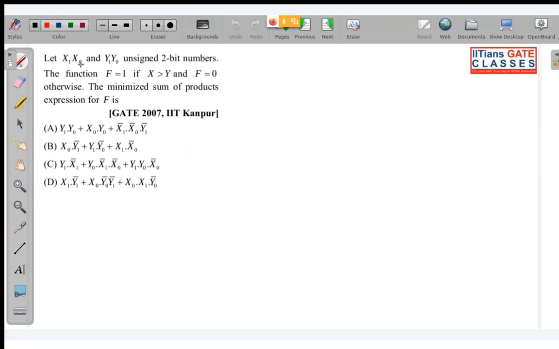Here it is given, let x1, x0, y1, y0 be unsigned 2-bit numbers, means they are normal numbers, not in complemented form. The function f is equal to 1 when x is greater than y and f is equal to 0 otherwise. So here, if this number corresponds to x and this corresponds to y, you need to find the output expression for x greater than y. So either x1 will be greater than y1, or x1 equal to y1 and x0 greater than y0.